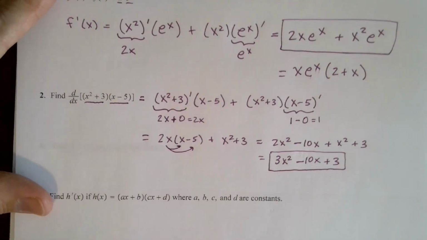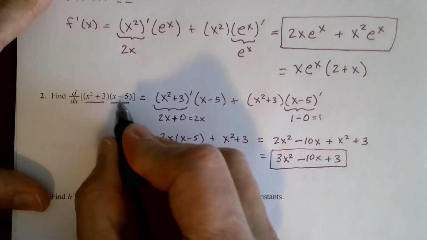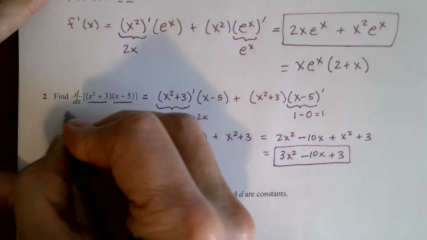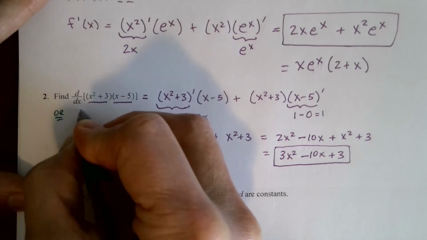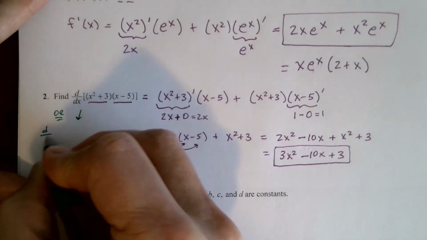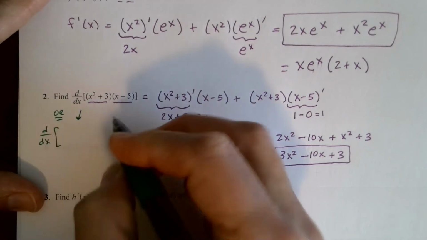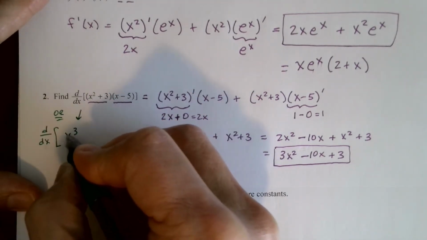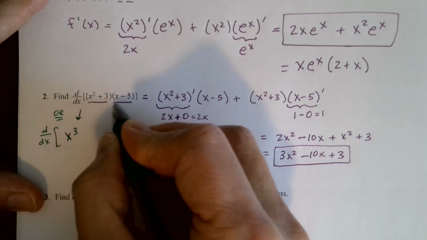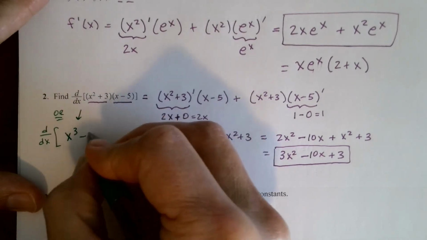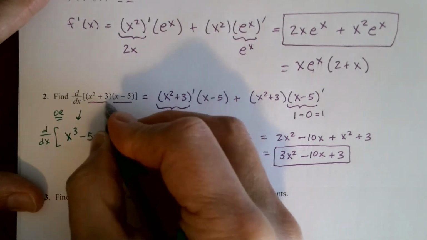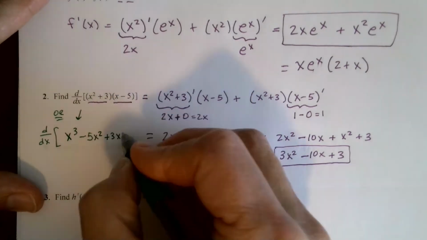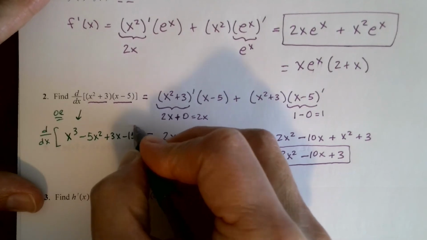Now, was this the only way I could have proceeded using the product rule? No. I could have first simplified this down by multiplying it out, foiling it out. X squared times x is x cubed, first. Outer, x squared times negative 5, negative 5x squared. Inner, plus 3x. Last, 3 times negative 5, negative 15.